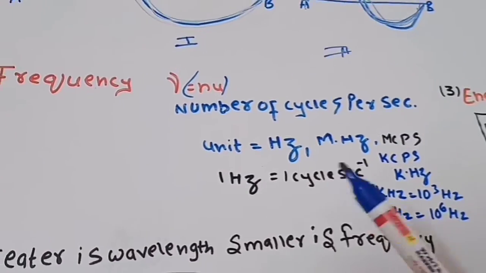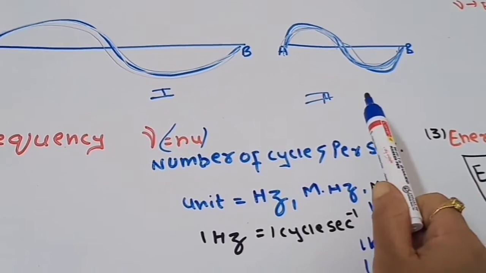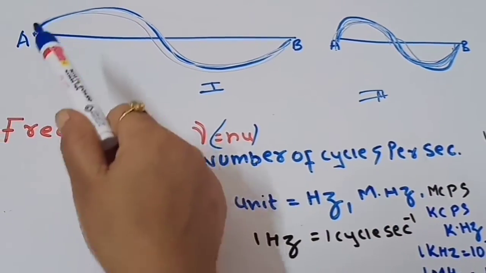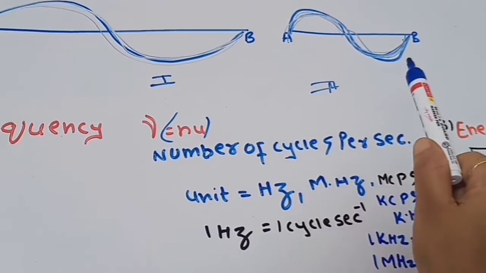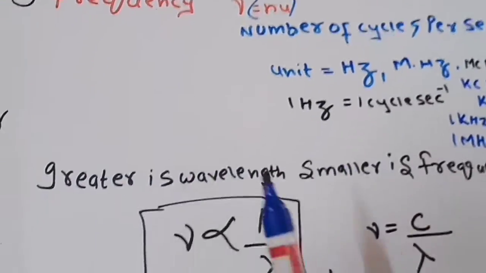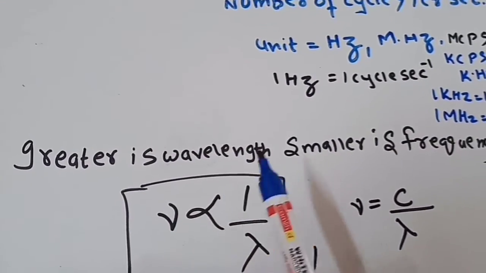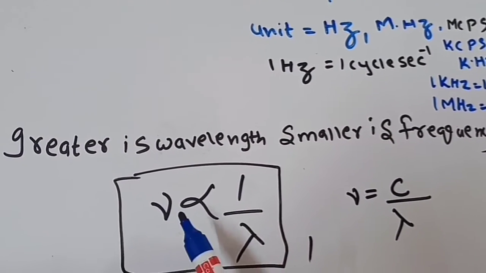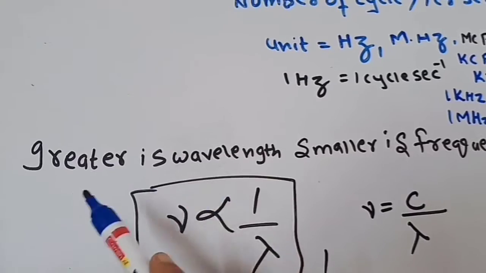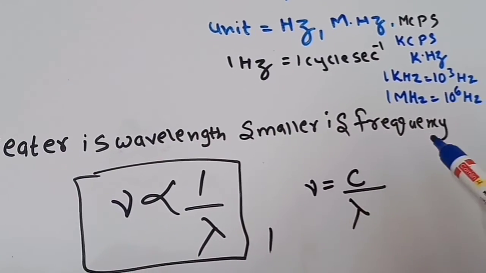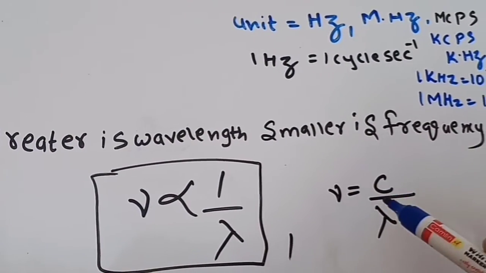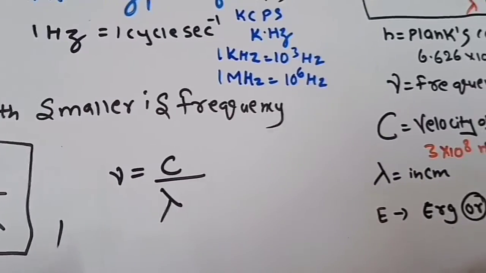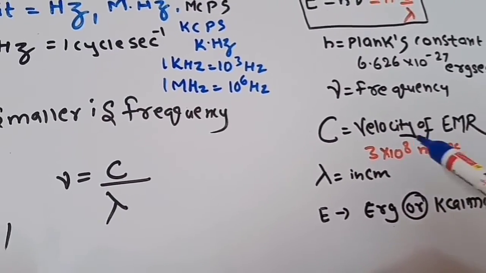As we have seen in both parts of the wave motion, if the length is more, the frequency is less, and if the length is small, the frequency is high. So there is a relation between the frequency and the wavelength: frequency is inversely proportional to the wavelength. Greater the wavelength, smaller is the frequency, and it can also be written as nu equals C upon lambda, where C is the velocity of electromagnetic radiation.